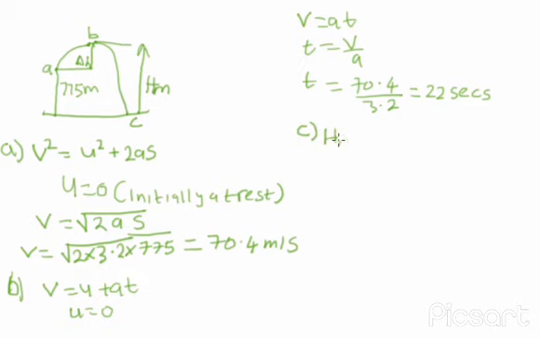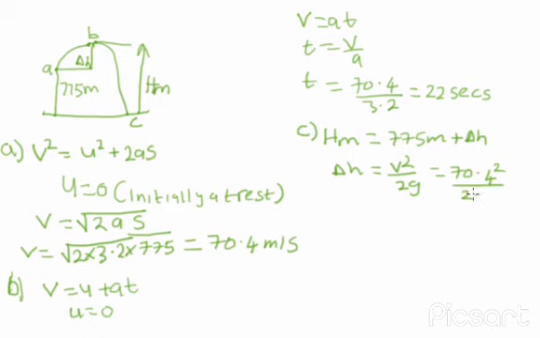Hm, which is the maximum height, is equal to 775 meters plus delta h. But delta h from the projectile equation is equal to v squared all over 2g, which is equal to 70.4 squared all over 2 times 9.8.